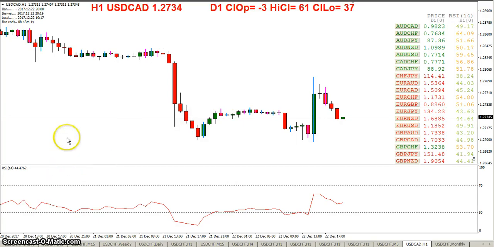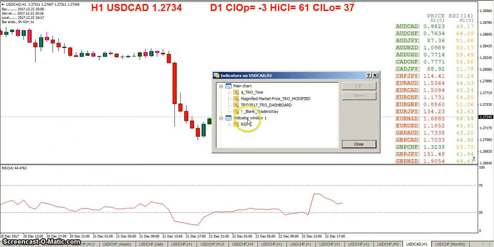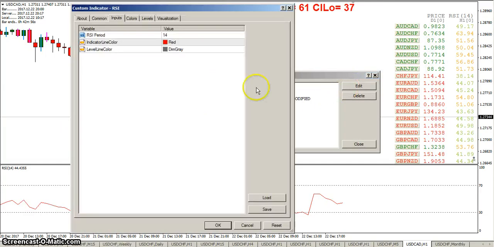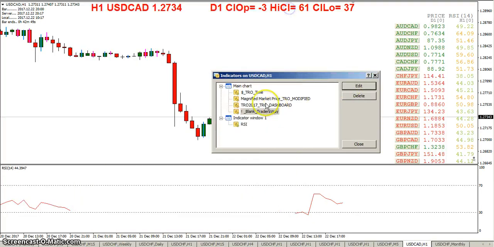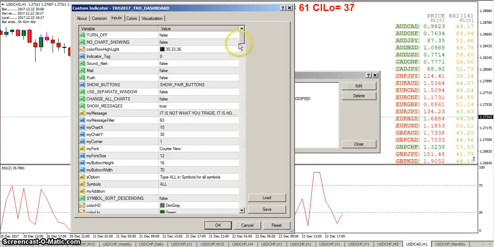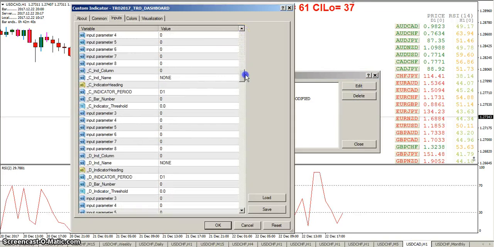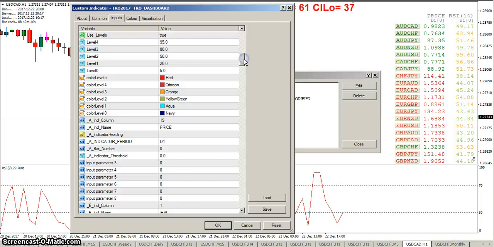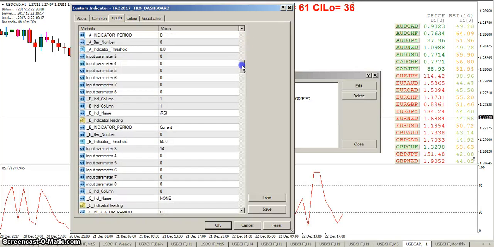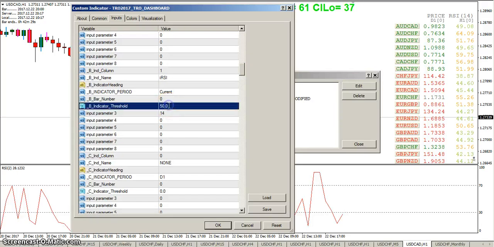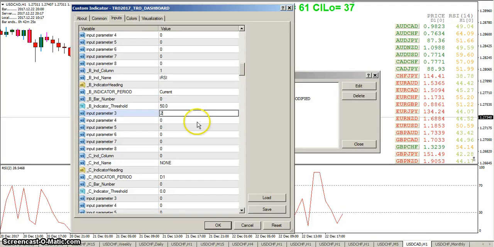Now, as far as RSI, the standard is 14. But back in my days of using RSI, I like to use, oh, that's the wrong indicator. The dashboard here. For those of you who haven't seen it, this is a dashboard indicator that I wrote, part of the 2017 package. And you can see here you've got all kind of cool things you can do. So we're going to change this to a 2.